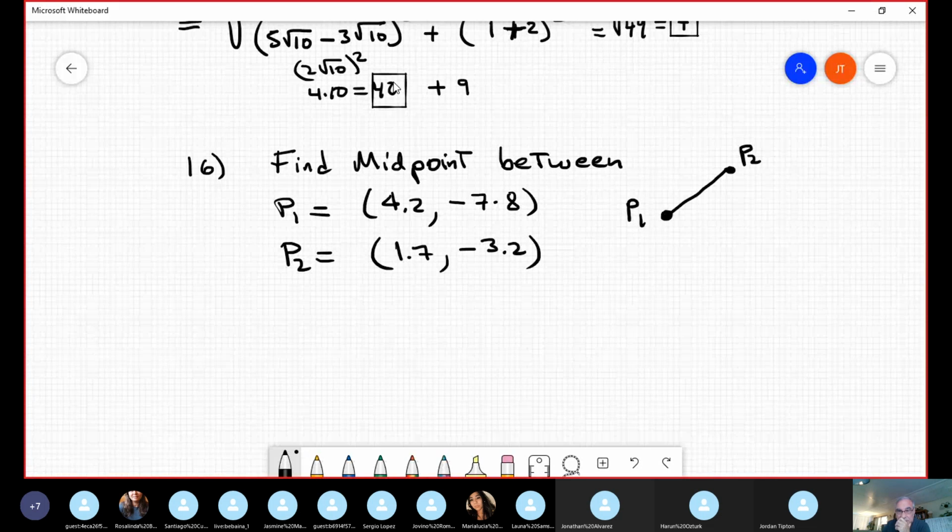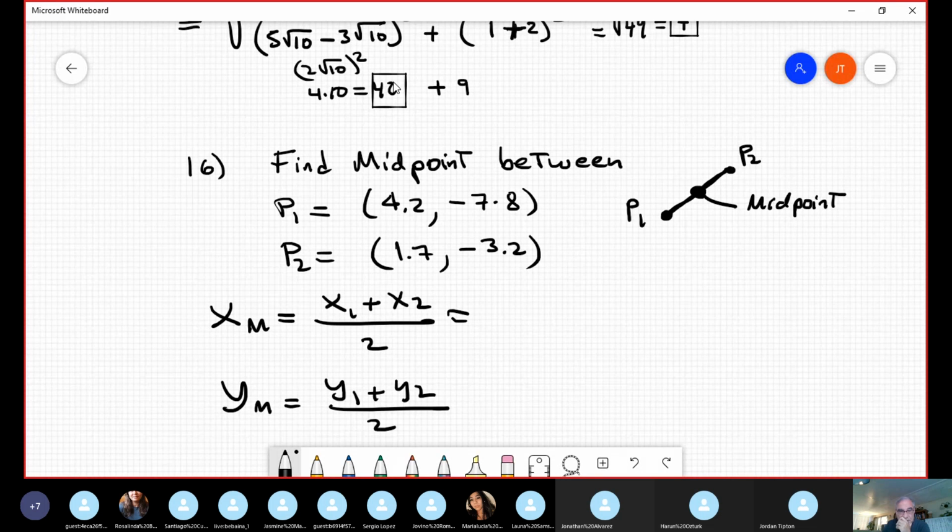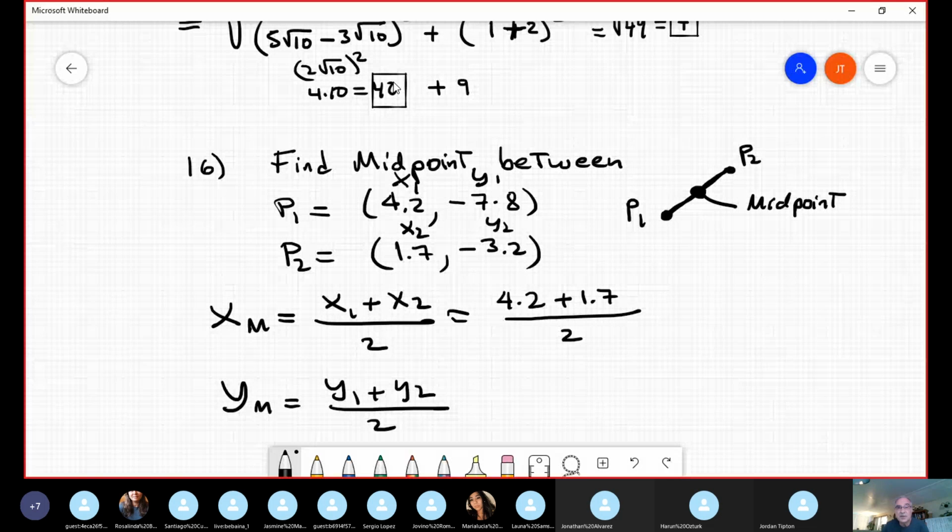And you connect them by the segment. The distance is the distance formula that we used before. But midpoint is the point in the middle here. The formula to find the midpoint is: X midpoint is the average between the X's, and the Y of the midpoint is the average between the Y's. So basically, this is my X1, Y1, X2, Y2. So actually, it's 4.2 plus 1.7 divided by 2. So I put it in my calculator, no? This is 5.9.